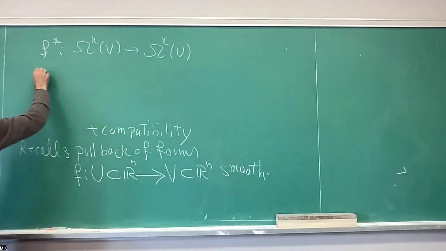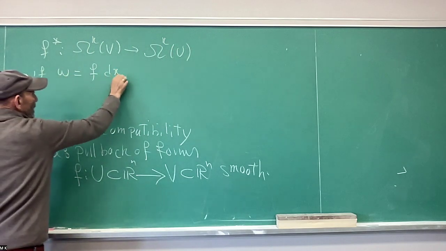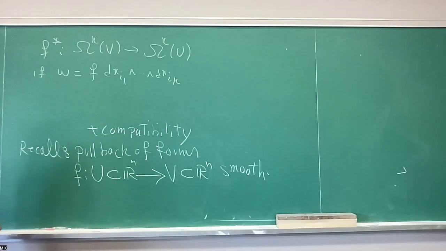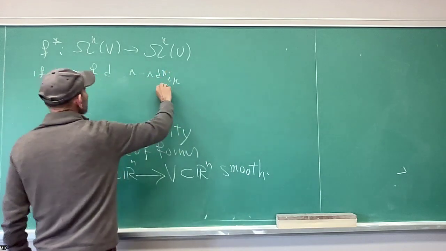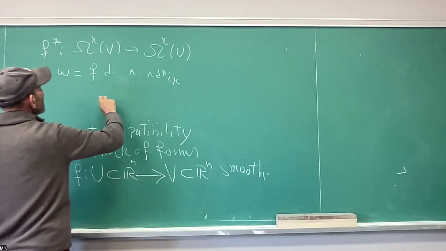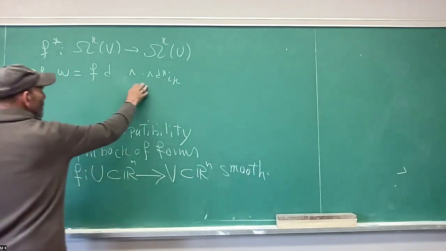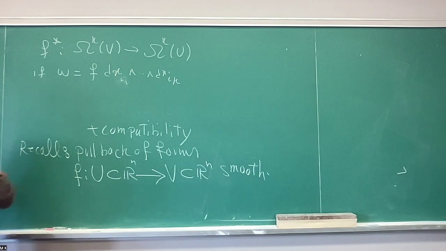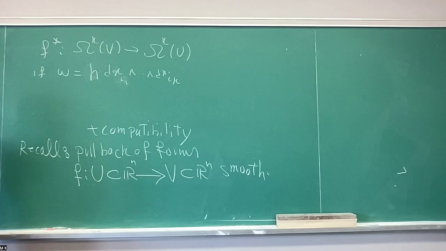How does it work? Imagine omega is of the following form: h(y) dy_{i1} wedge ... wedge dy_{ik}. For that reason, I'm going to introduce this notation d, and I use y coordinates. The letter f is pretty bad here, so this function is called h. It's really terrible, the variable of a function and the function itself.